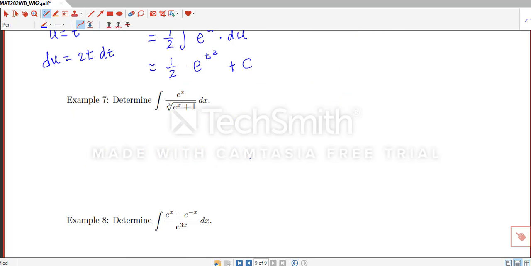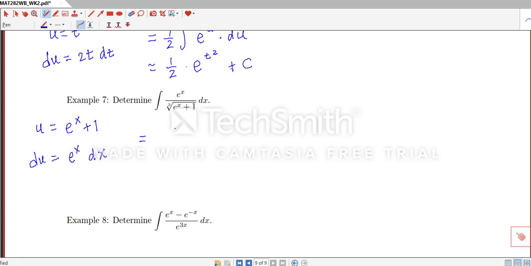Let's take a look at example number 7. We're dealing with a composite function, and u is usually in the denominator, under the square root or inside the parentheses. In this case, it's under the third root. So u equals e to the x plus 1. And then du equals the derivative: e to the x is e to the x itself, the derivative of 1 is 0. So du equals e to the x dx.